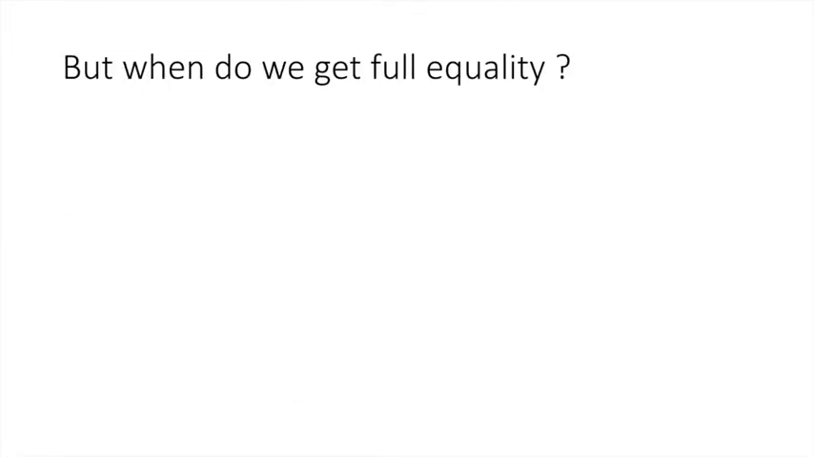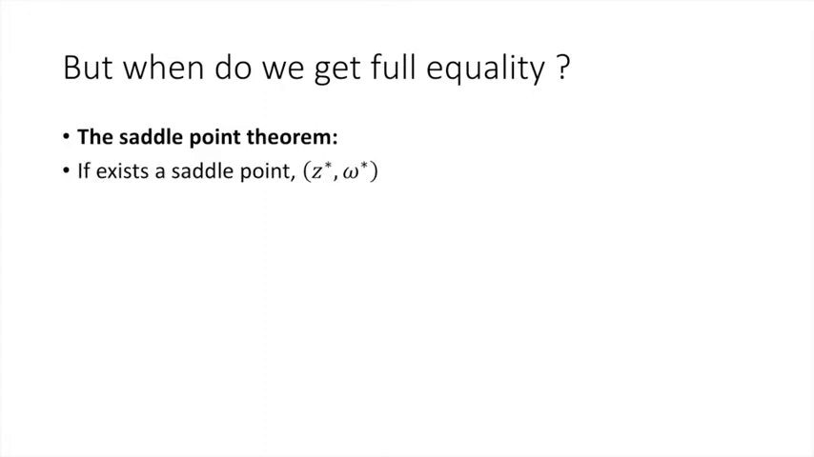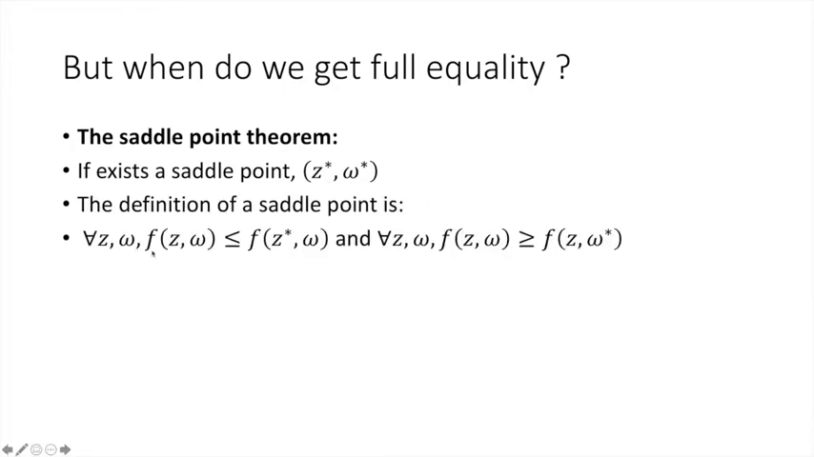But when do we get full equality? The saddle point theorem. If there exists a saddle point z star, omega star, the definition of a saddle point is: for every z in omega, f(z, omega) is smaller or equal to f(z star, omega), and for every z, omega, f(z, omega) is larger or equal to f(z, omega star).